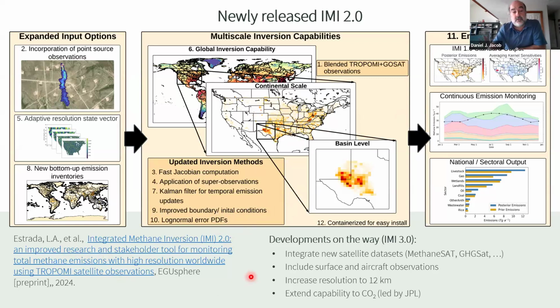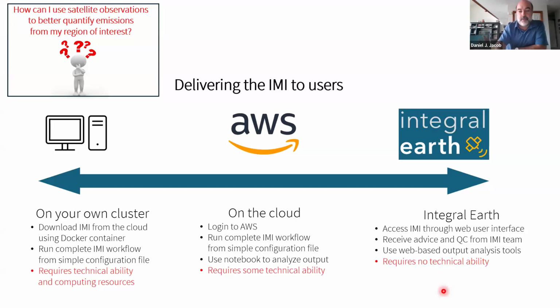I would say that we continue to actively develop the IMI. This is a big activity in our group and in collaboration with JPL. We're integrating new satellite datasets, in particular MethaneSAT and GHGSat. We're increasing resolution to 12 kilometers, and Daniel Varon will be talking about this. And then Hannah Nesser and Kevin Bowman at JPL are extending the capability to CO2, at which point it may be the integrated carbon inversion.